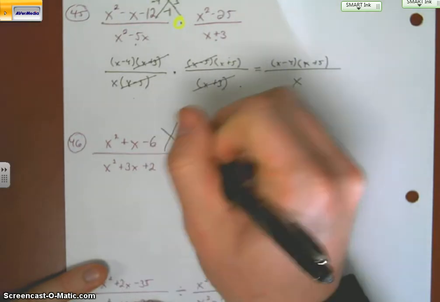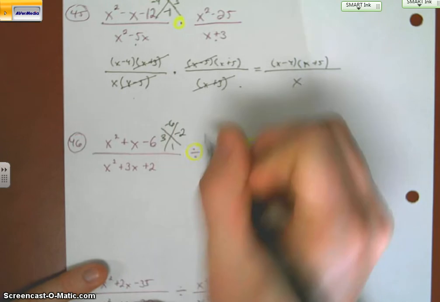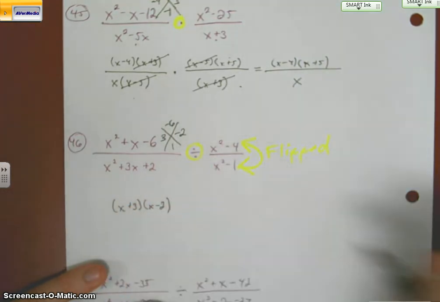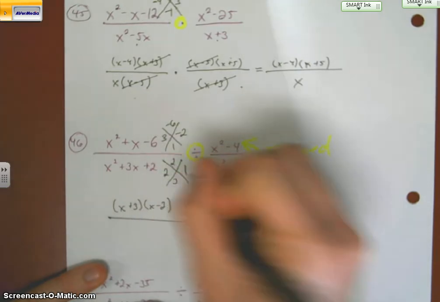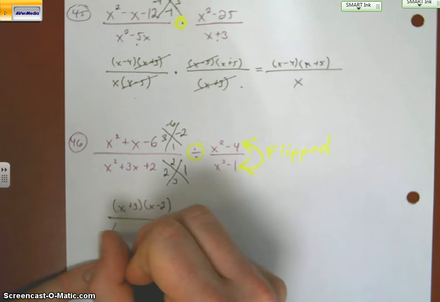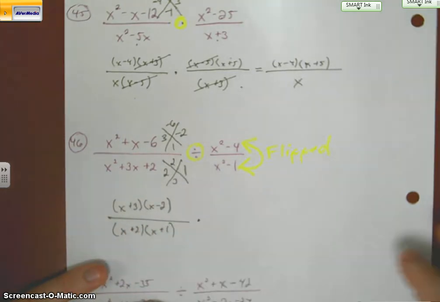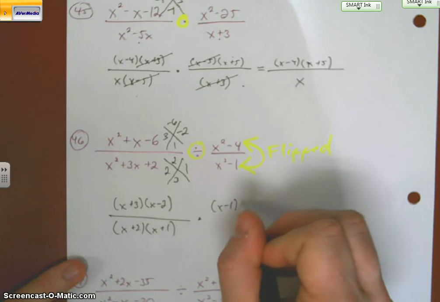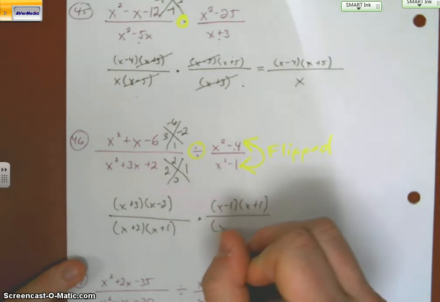So let's go ahead and factor: negative 6 and 1. So I end up with a positive 3 and a negative 2. Positive 2 and positive 1. We have a difference of squares. Remember, that's going to go on the top now. And this difference of squares is going to go on the bottom.